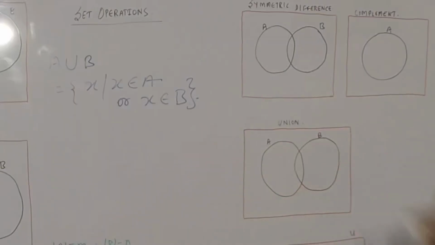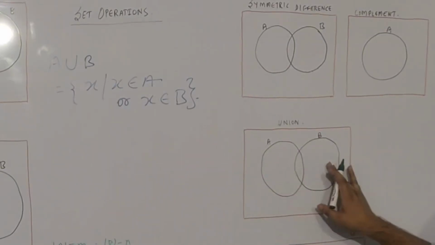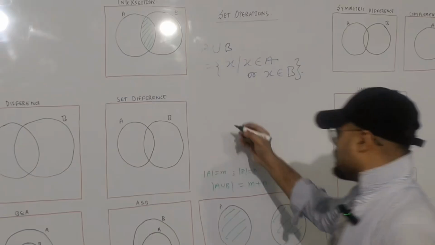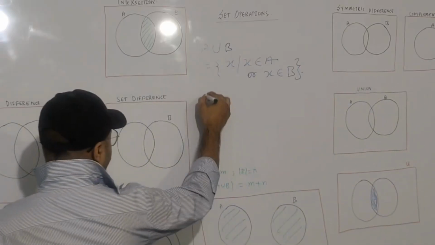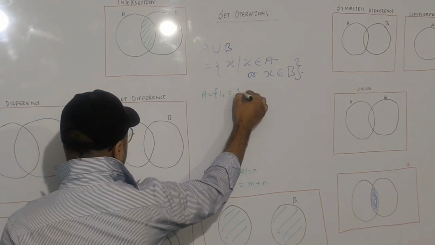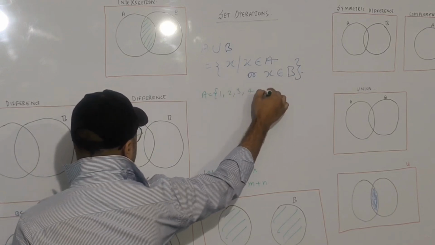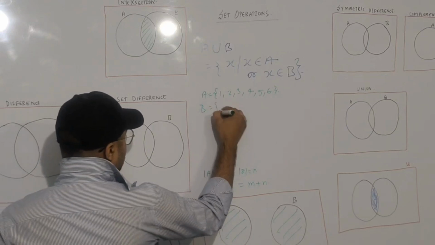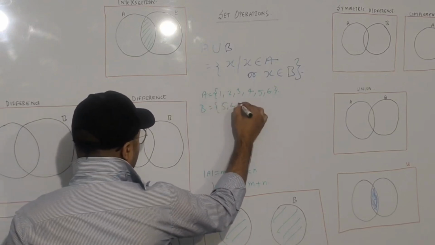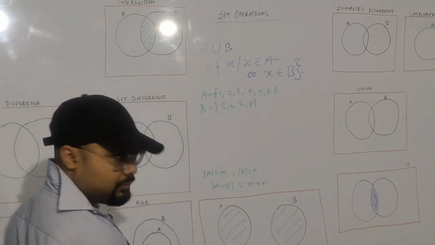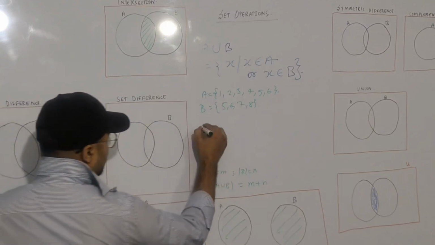In case the sets are not disjoint, which is the arbitrary sets we are taking, what will happen? Let me take one example and show you. Let's say A is 1, 2, 3, 4, 5, 6, and B is 5, 6, 7, 8. Then what will be A union B?